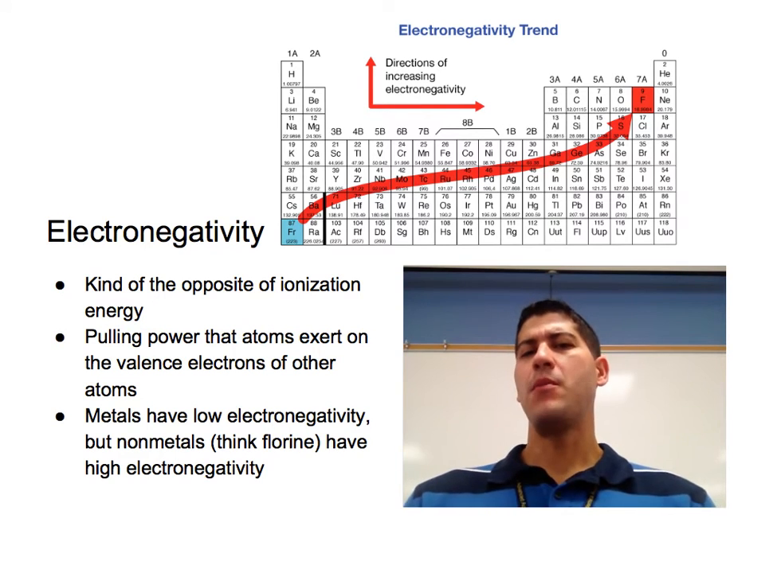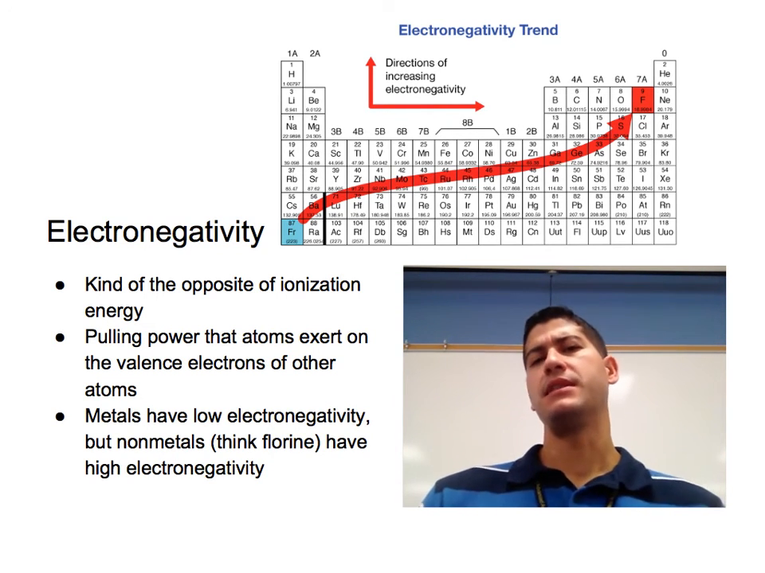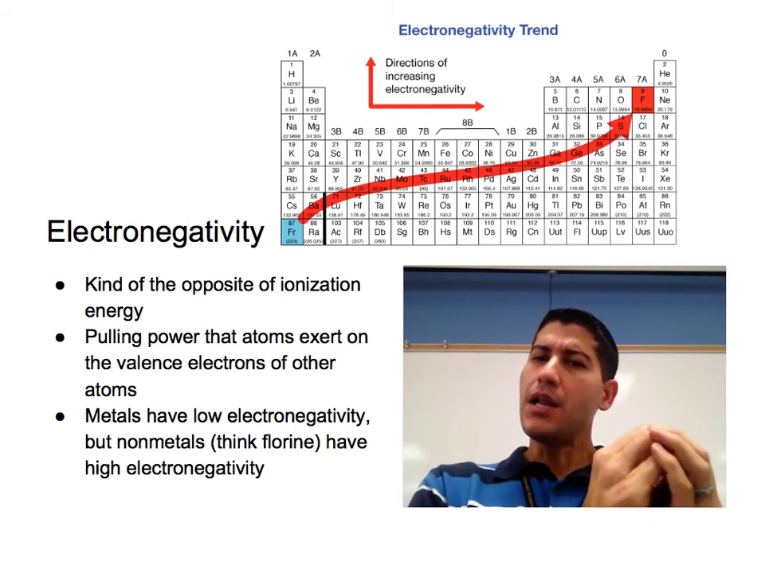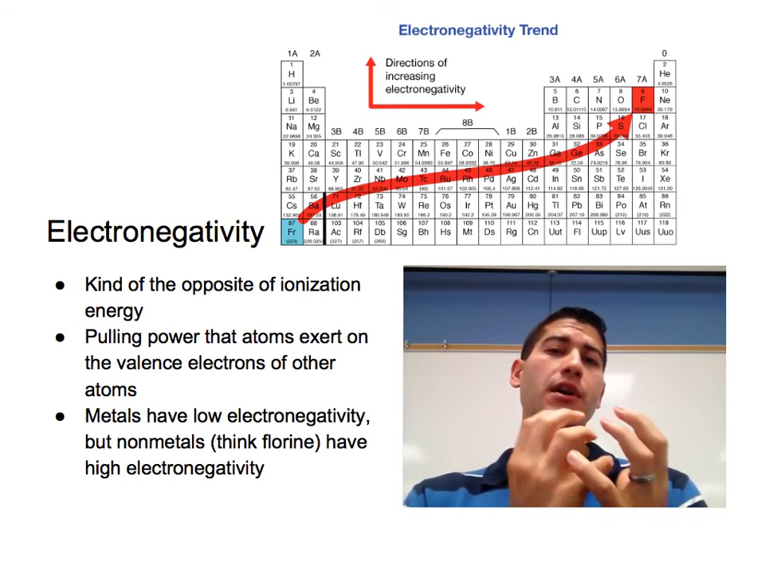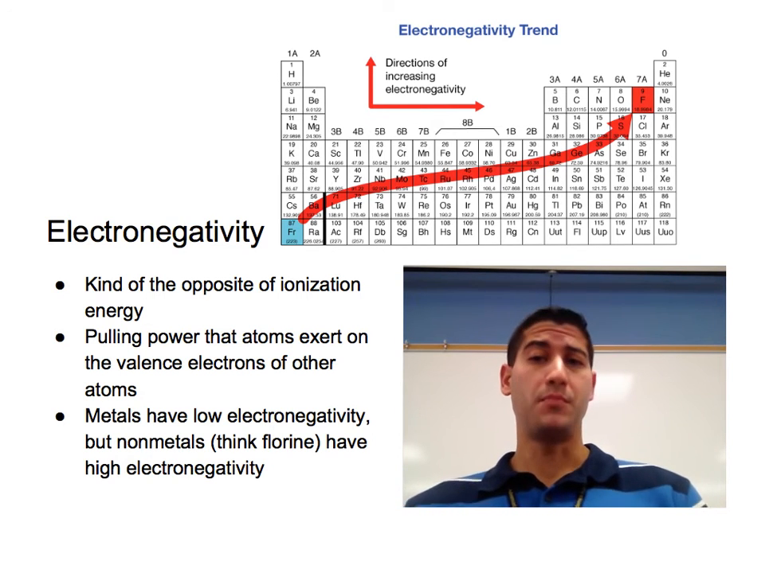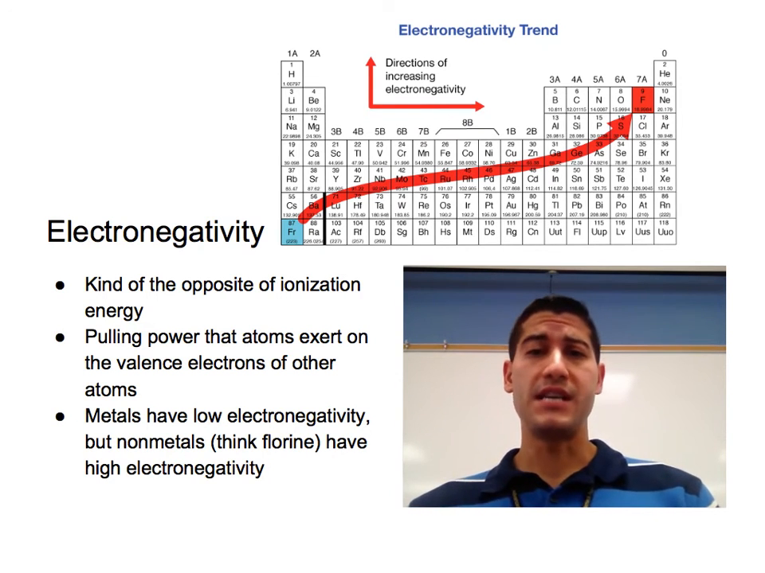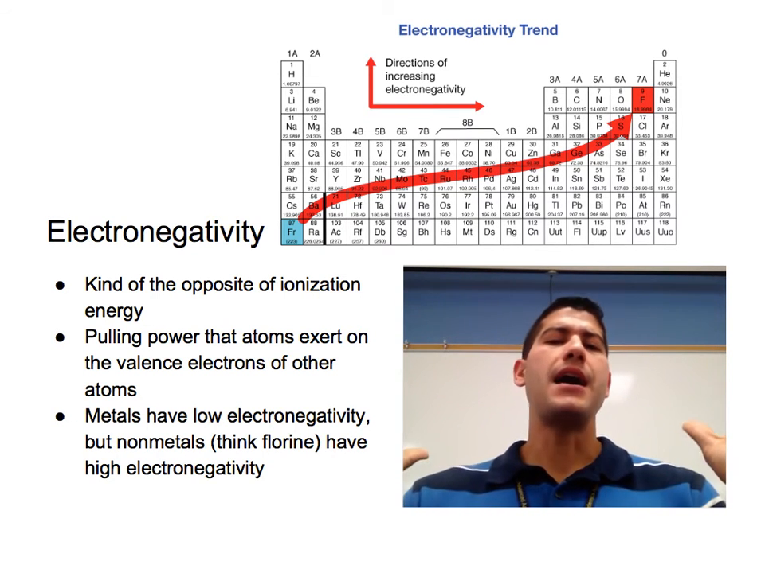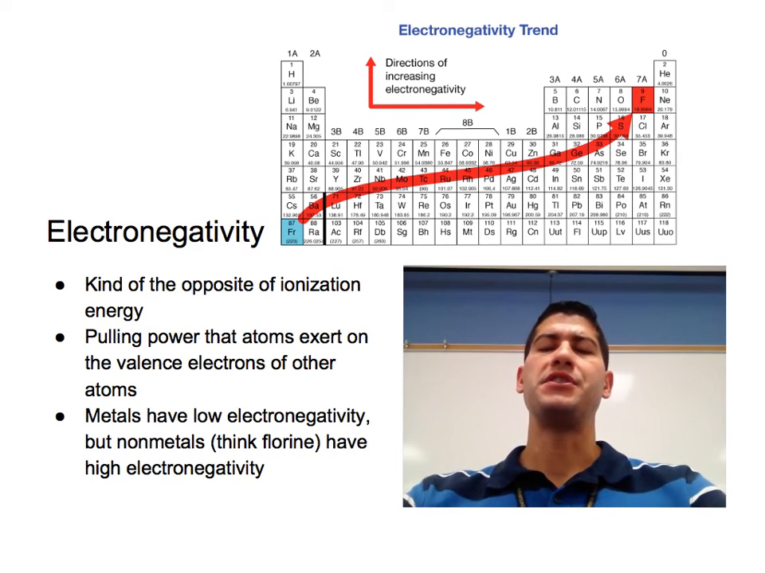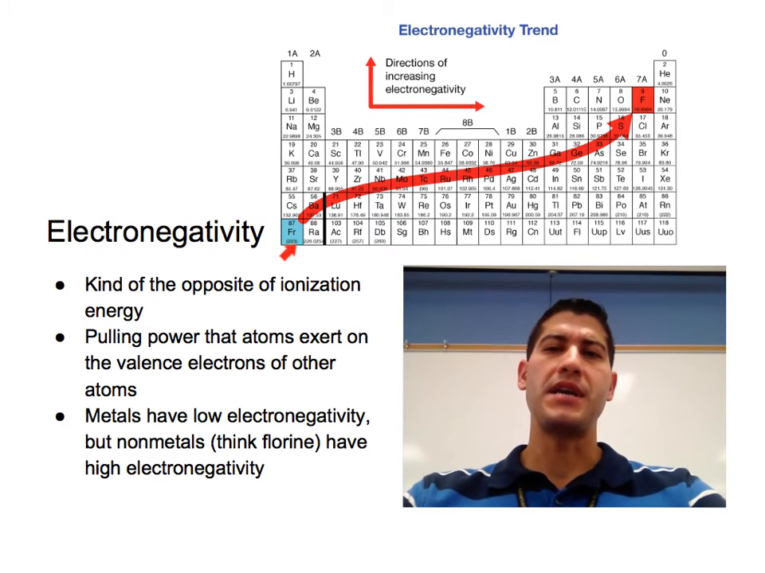Electronegativity describes how much pulling power an atom has on another atom's valence electrons. The smaller an atom is, the closer its nucleus can get to other atoms' valence electrons to pull them away. So electronegativity is also related to the size of an atom, and it's sort of like the opposite of ionization energy. Francium has a low ionization energy and a low electronegativity.